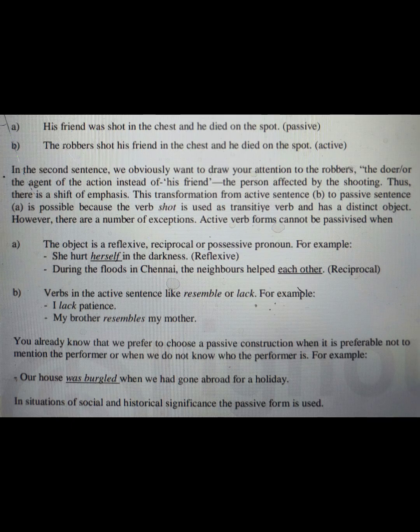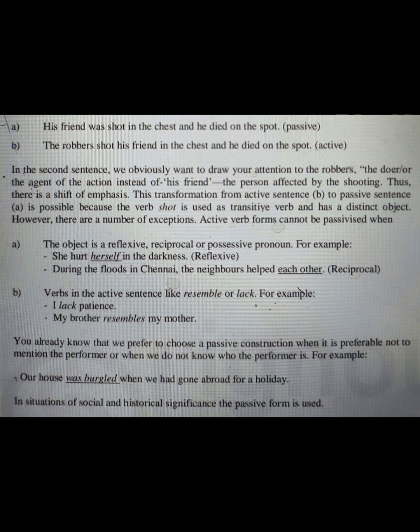A. His friend was shot in the chest and he died on the spot. Passive. B. The robbers shot his friend in the chest and he died on the spot. Active. In the second sentence, we obviously want to draw your attention to the robbers, the doer, or the agent of the action instead of his friend, the person affected by the shooting. Thus, there is a shift of emphasis. This transformation from active sentence B to passive sentence A is possible because the verb shot is used as a transitive verb and has a distinct object.